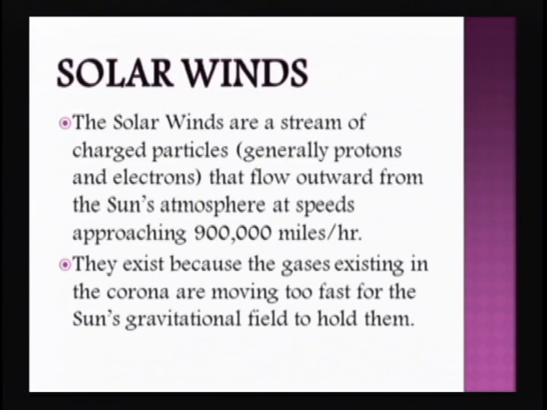Then we know we have solar winds, and those are streams of charged particles, generally protons and electrons, that flow outward from the sun's atmosphere. And these are at speeds approaching 900,000 miles an hour. Look at that, guys. 900,000 miles an hour. These things simply are moving so fast the sun can't hold them. And so they make it up into the corona and just leave the system.